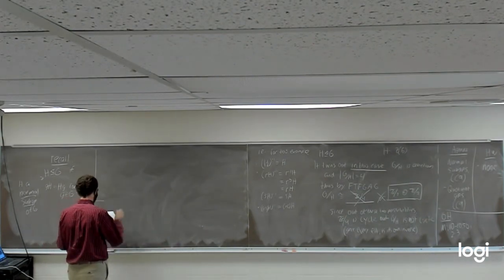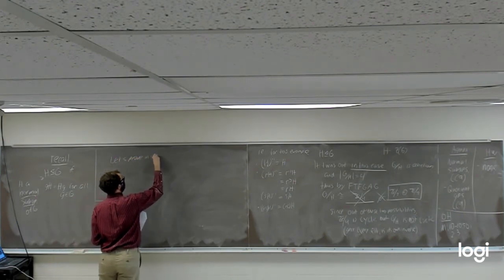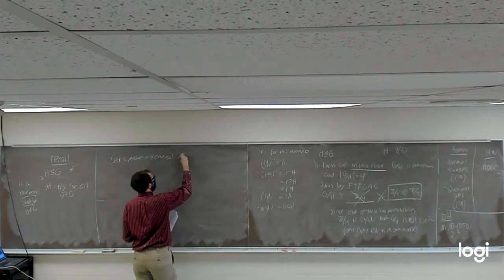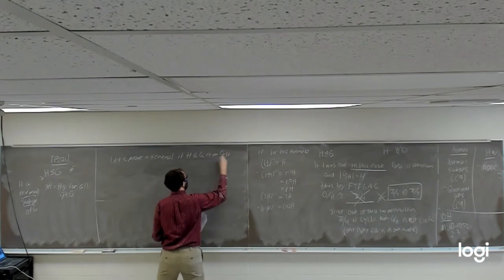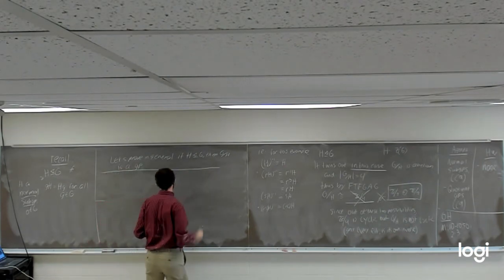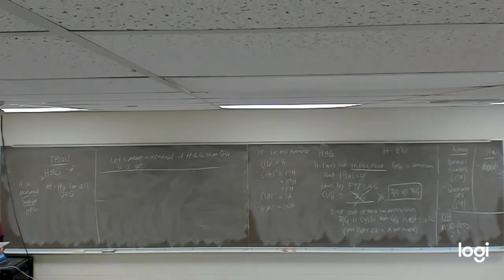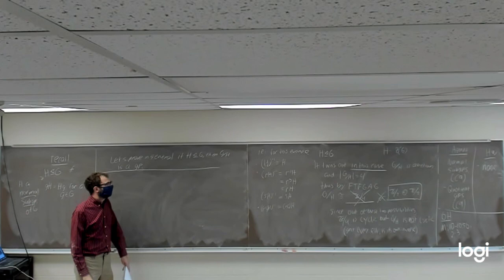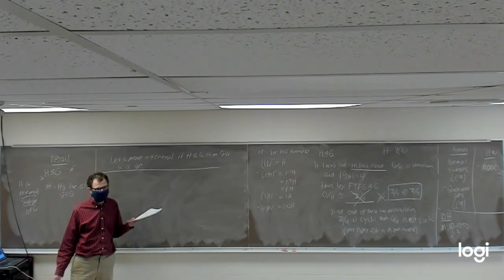So let's prove, in general, if H is a normal subgroup of G, then G mod H is a group. And our proof is going to rely on H being a normal subgroup. So what do we need to show? I think closure and associativity we don't really need to prove anything for, because they just follow from the fact that G has closure and associativity.